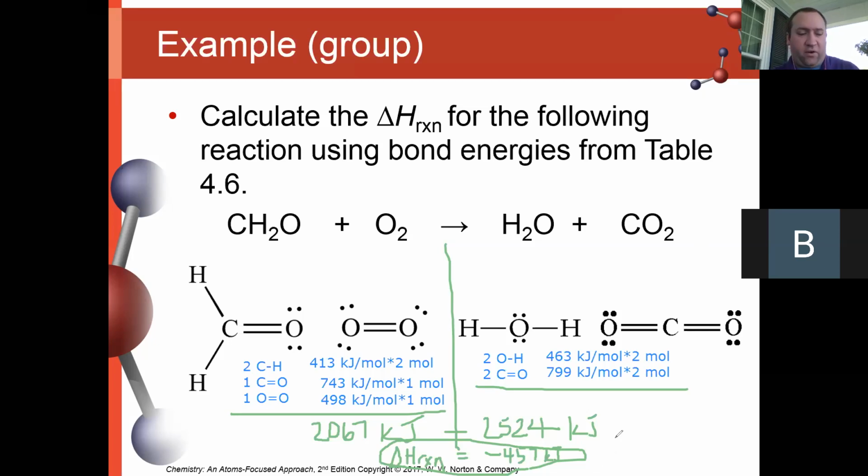And actually, for a combustion reaction, this is relatively low. We usually see significantly higher than this because there's a lot more carbon and hydrogen to burn. Any questions about this example?